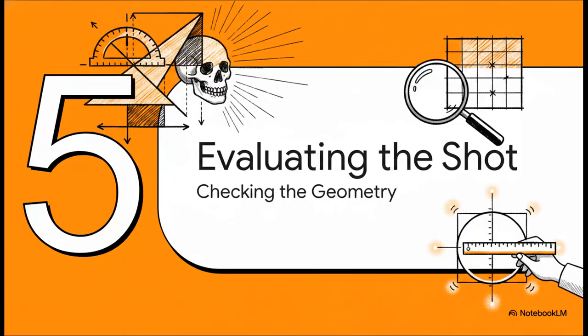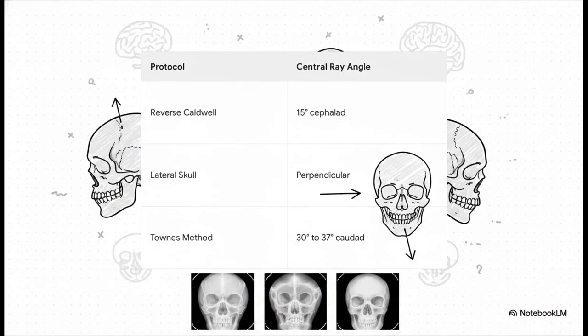Section 5. Evaluating the perfect shot. So you've aligned the planes, set the precise angles, and the image has been taken. Now how do you prove you flawlessly executed this invisible geometry? And this brilliantly illustrates the vastly different central ray angles we just explored. The reverse Caldwell shoots 15 degrees cephalad. The lateral skull comes in straight on, totally perpendicular. The Townes method shoots 30 to 37 degrees caudad.